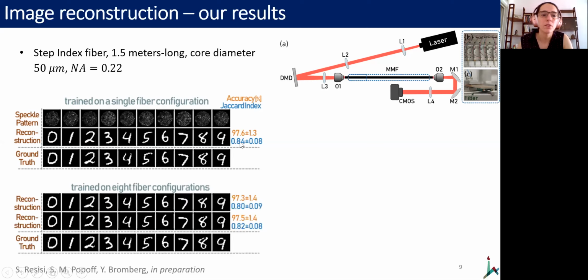We then train another neural network, this time on 8 different fiber configurations with an average Pearson correlation of 14% between one another. I remind you that the network has no indication of the originating configuration. In the bottom figure here, you can see representative examples of reconstructions from 2 of these 8 configurations. The reconstruction is still excellent, though subtle differences from the ground truth can be noticed by a meticulous observer. The accuracy and Jaccard index reflect this, and you can see that they are slightly lower.